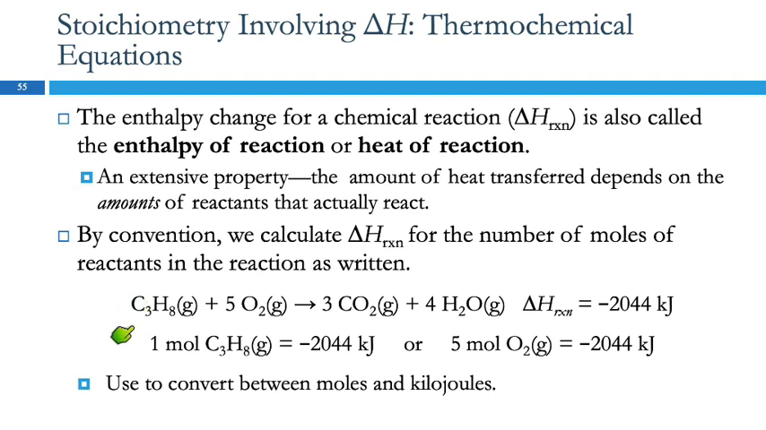So here we're talking about propane burning to form carbon dioxide and water. And over here it says delta H is negative 2044 kilojoules. What this means is that 2044 kilojoules are given off for every 1 mole of propane that burns. This much is given off for every 5 moles of oxygen that burns, for every 3 moles of CO2 that's produced, and 4 moles of water that's produced. So there we have a way to convert between moles of something and energy.